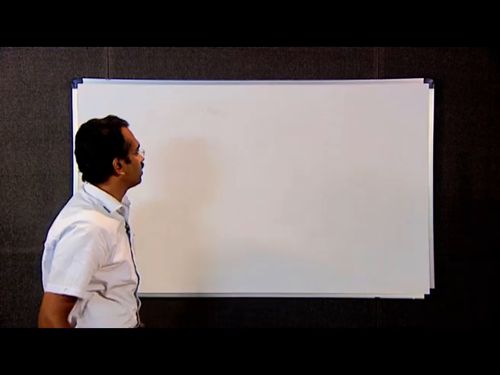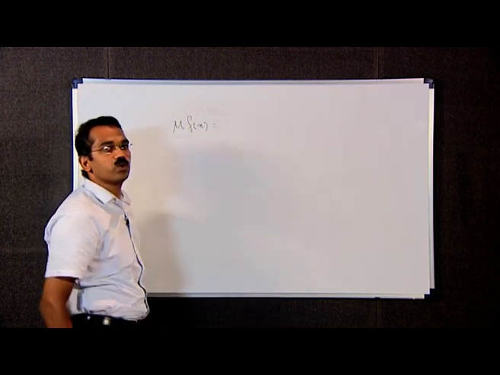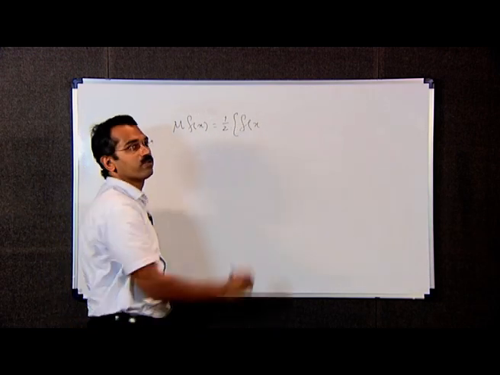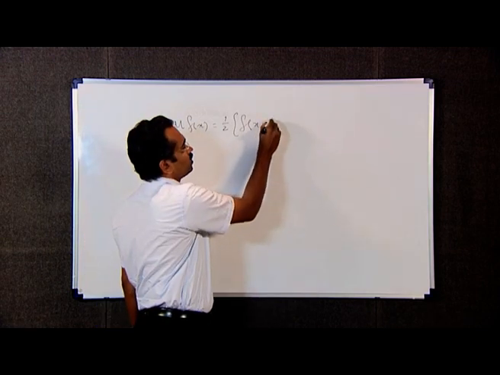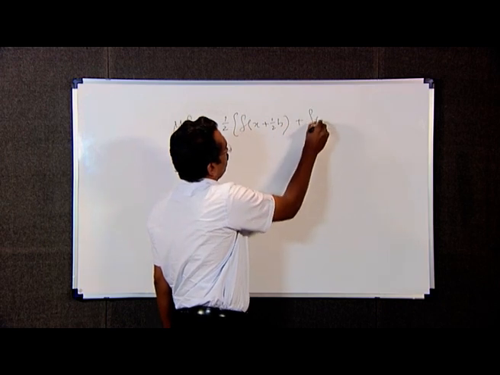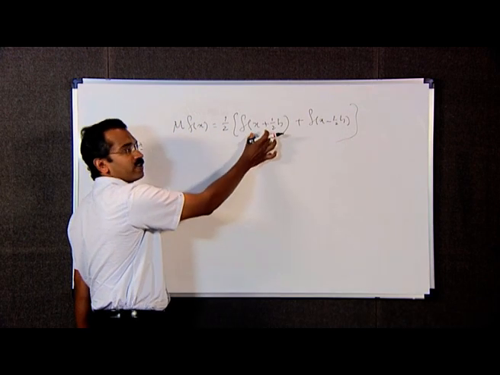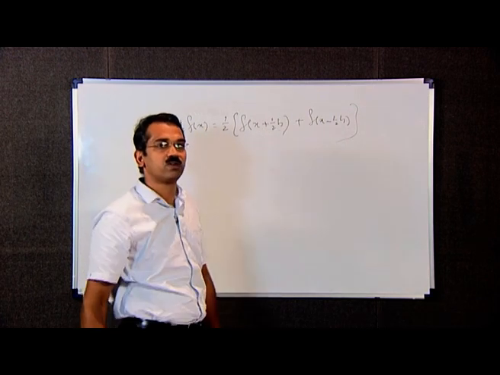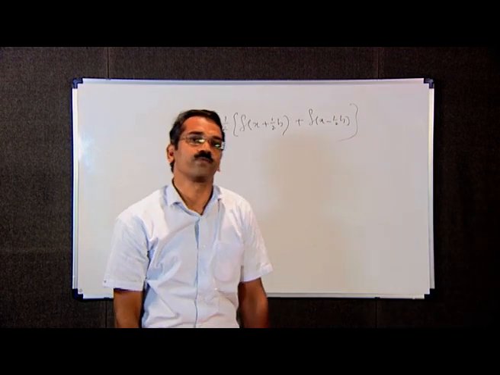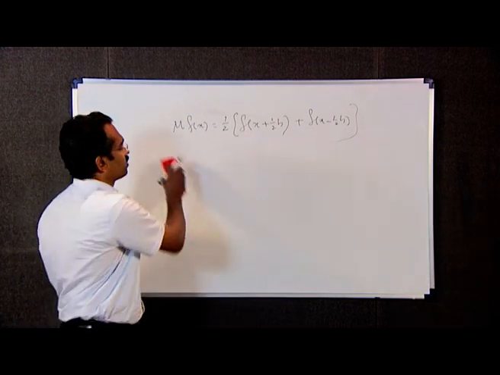The mean operator is denoted by mu and is defined as mu f of x is equal to 1 by 2 into f of x plus 1 by 2 h plus f of x minus 1 by 2 h. That is the average of f of x plus 1 by 2 h and f of x minus 1 by 2 h, which is the mean operator. Now, we shall discuss some relations between the operators.